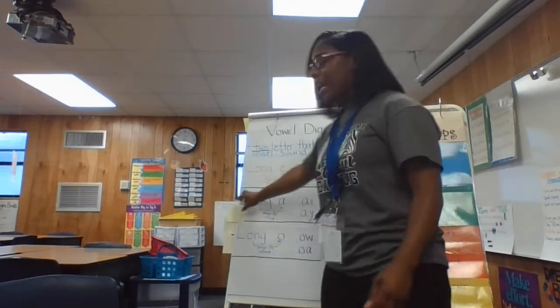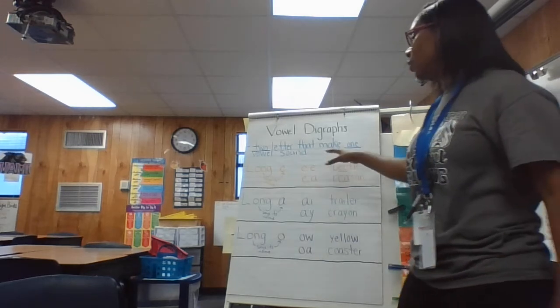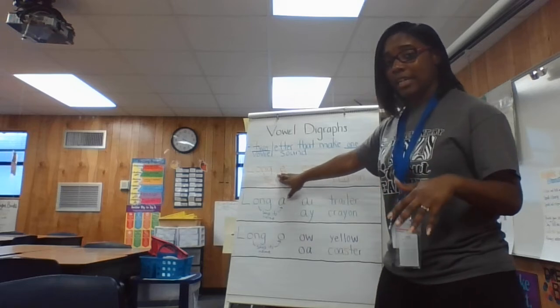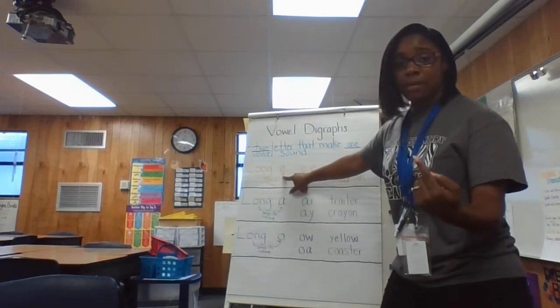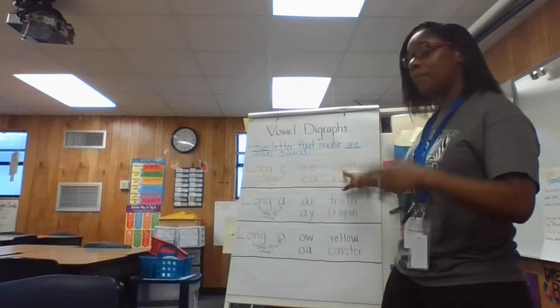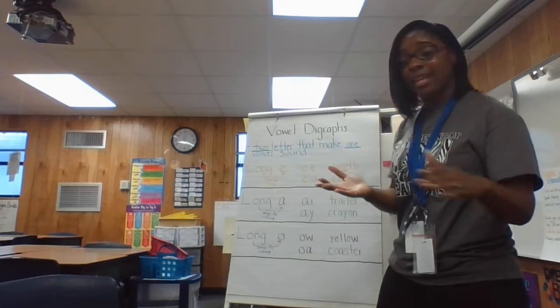You have the vowel digraphs. Vowel digraphs. That's 2 letters that make 1 vowel sound. You have the long E sound. And the long E can be made with double E or EA, like in beetle. You hear that E, the E in beetle, the E is saying its name.